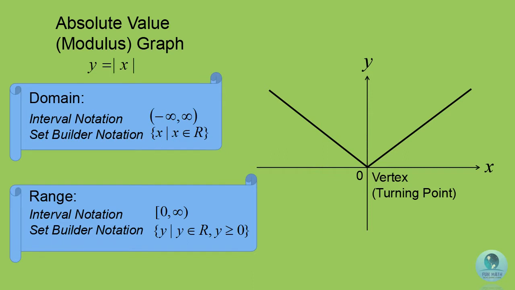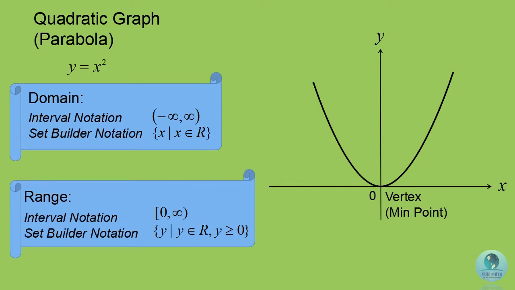This is a parent graph of an absolute value or modulus function. It is a V-shaped graph with a vertex at the point (0, 0). The domain is x consists of all sets of real numbers. Meanwhile, the range is y greater than or equal to 0.